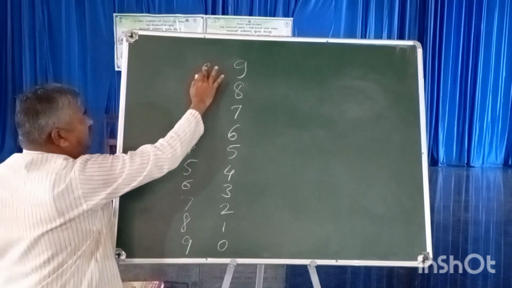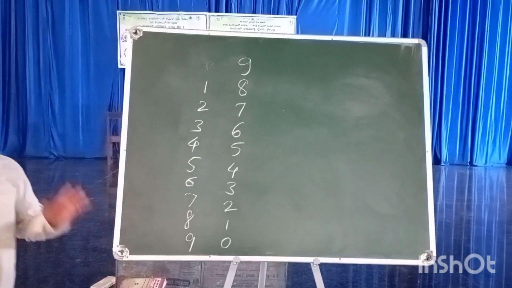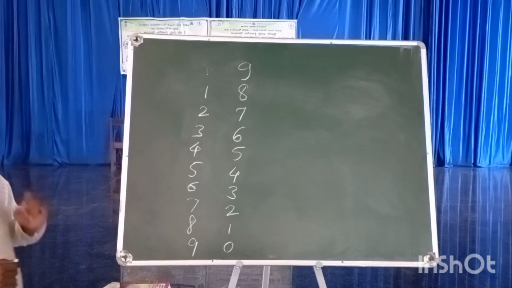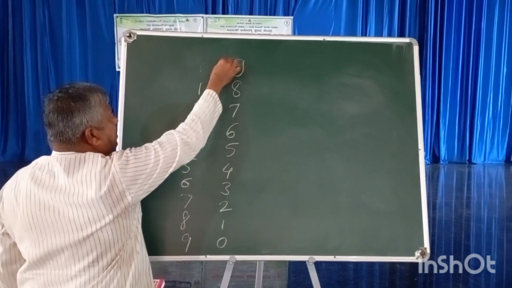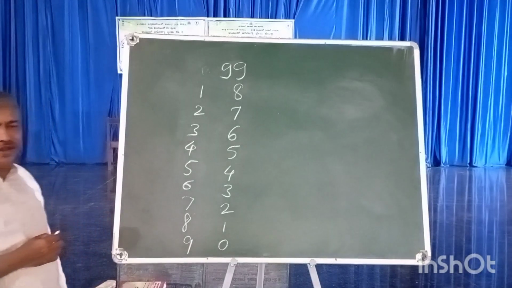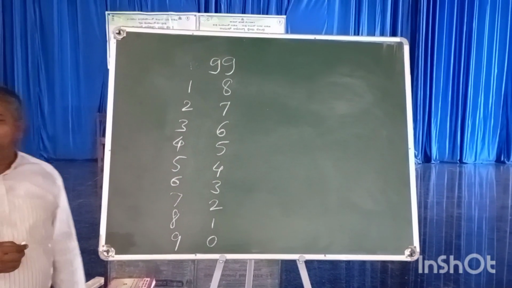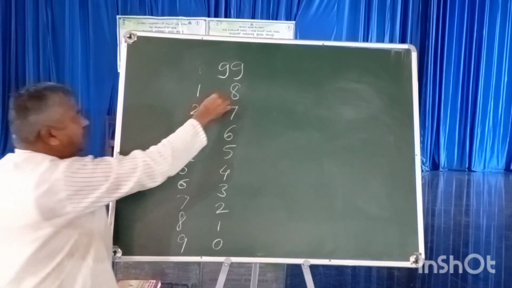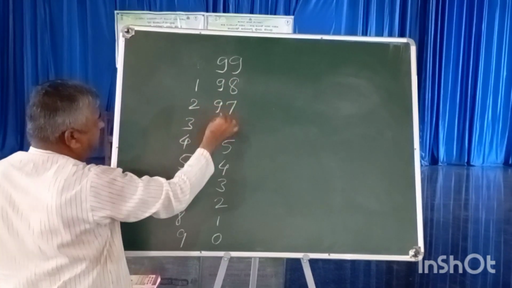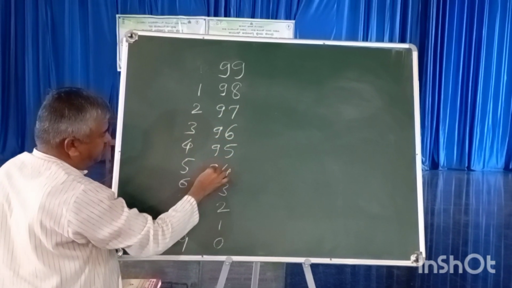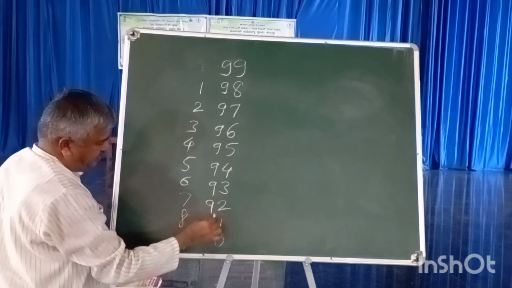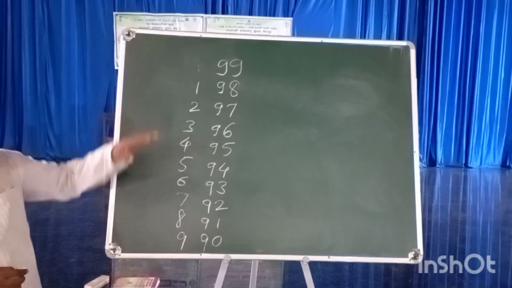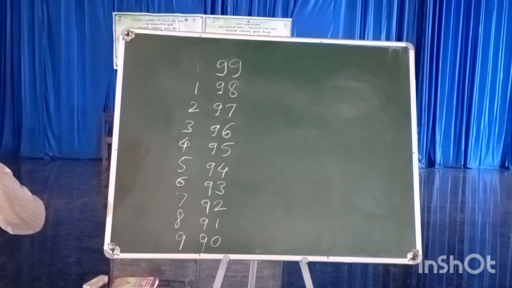Now which is the table we got here? Table of 9. Is it clear? Yes, sir. Now we want to make here the table of 99. Just you have to write down the 9s, all lines in the middle. 9, 9, 9, 9, 9, 9. This is the table of 99. Is it clear? Yes, sir.